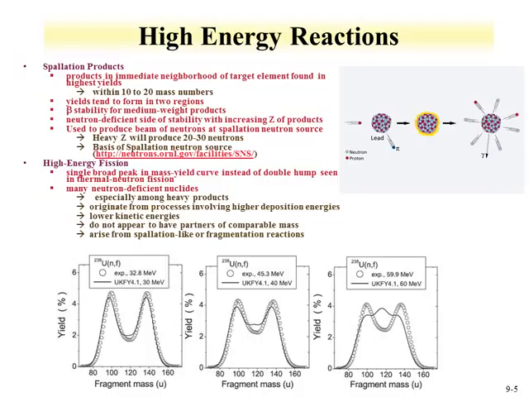You'll tend to make beta stable, medium weight products, and this route, spallation products, is used to produce neutrons at spallation neutron sources. Heavy Z's will produce 20 to 30 neutrons per proton interaction, and there's a web page listed here for the spallation neutron source that's run at the Oak Ridge National Laboratory that has information on this technique and the application of it for developing neutron sources.